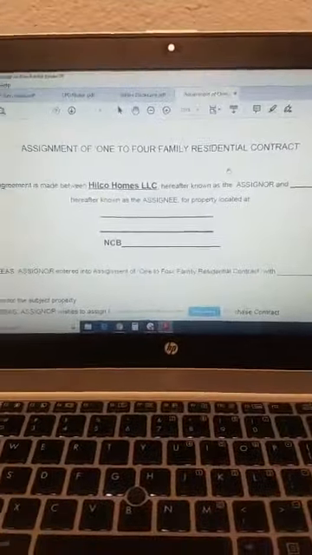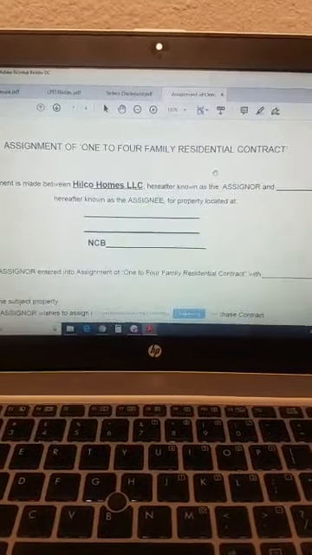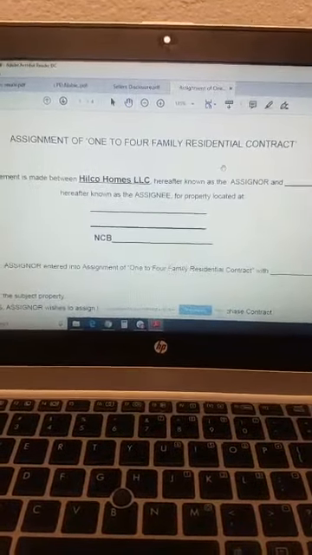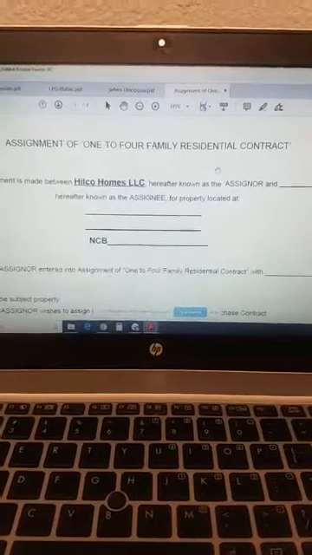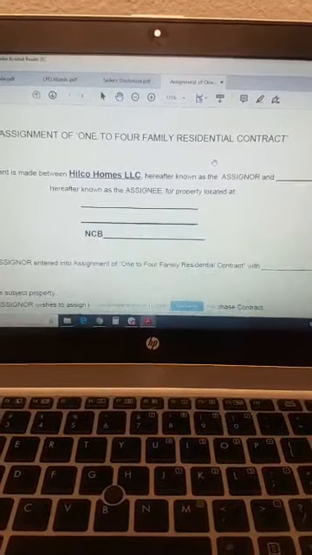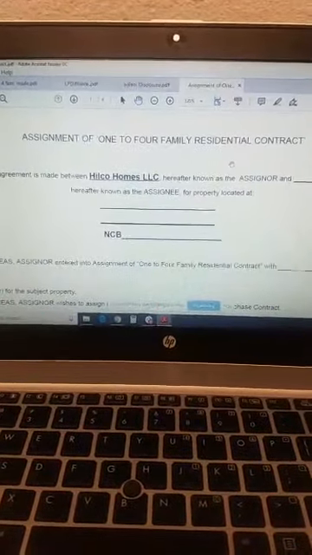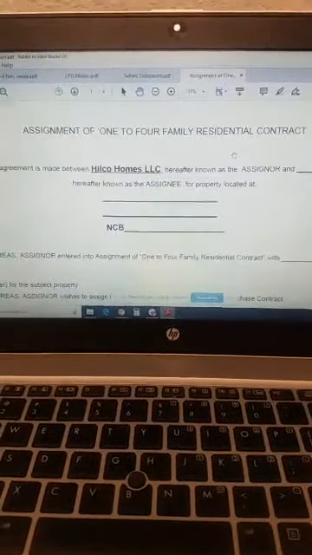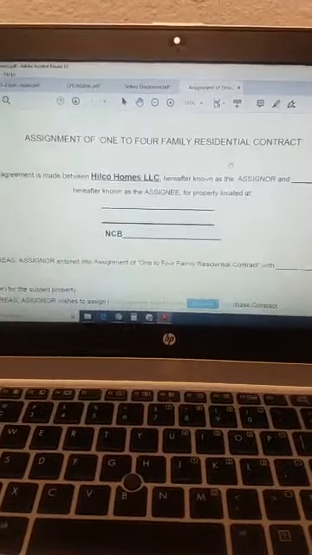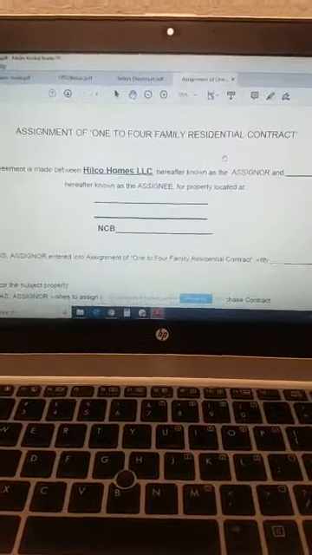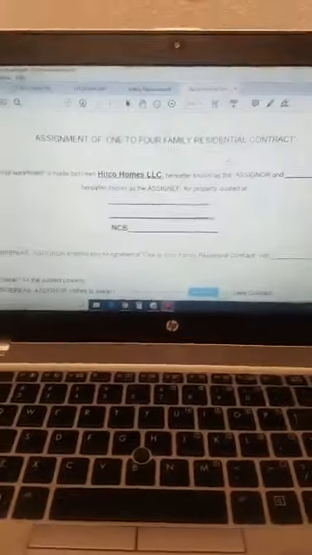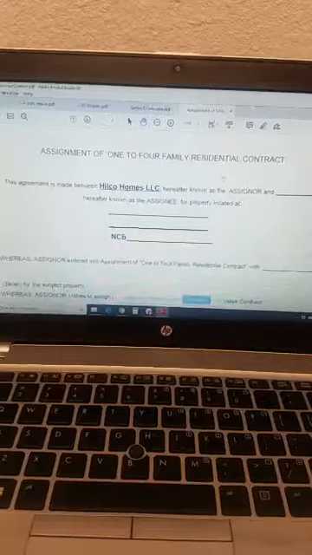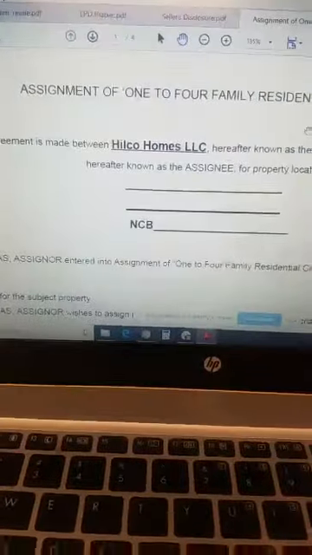This here allows me to assign the contract to the end buyer. Okay, this is not the Exhibit A. The Exhibit A is a different form, which, you know what, I'm going to bring that up before the end of the show here. This here is our assignment of contract. I call it the AOC. And no, it does not stand for Alexandria Ocasio-Cortez, Congresswoman. It stands for assignment of contract, AOC.